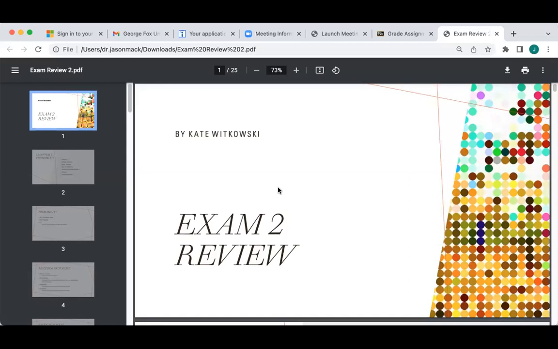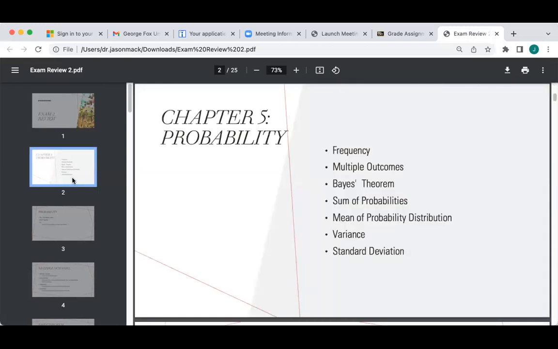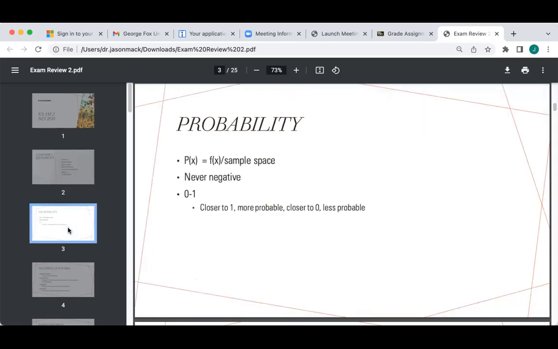Okay, so this is my thing to review. So chapter 5, we talked about probability, and this is what is pretty much covered in chapter 5. For probability, it is the frequency over the sample space. It's not negative, and the values are 0 to 1. If it's closer to 1, it's more probable. If it's closer to 0, it's less probable.